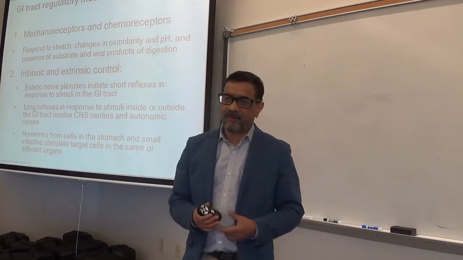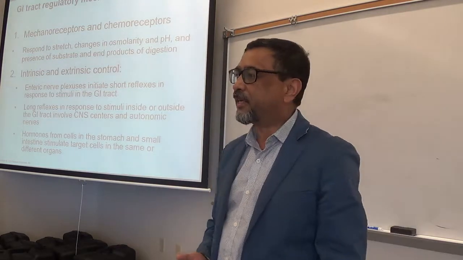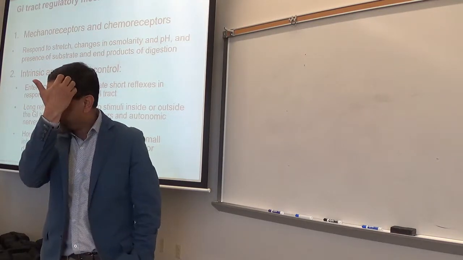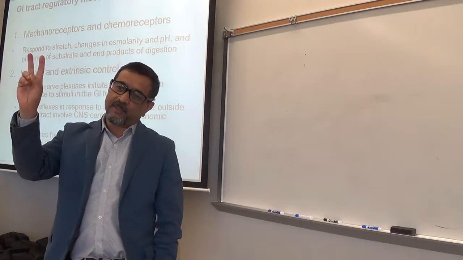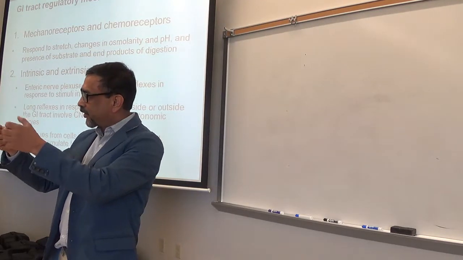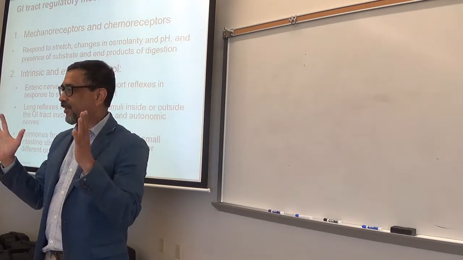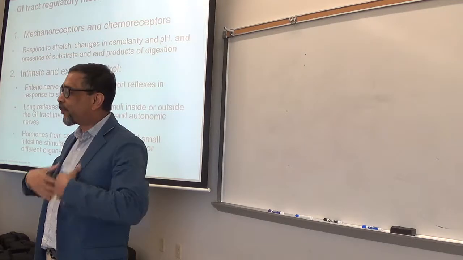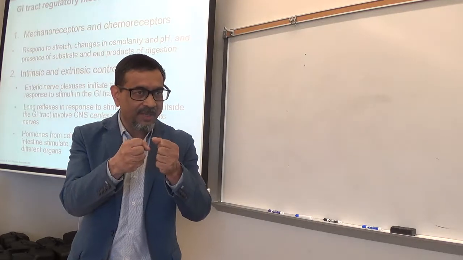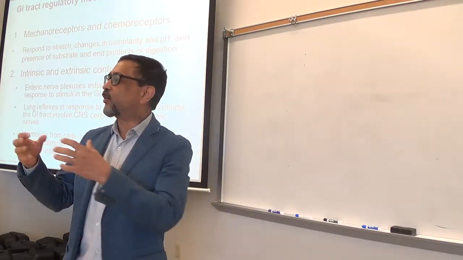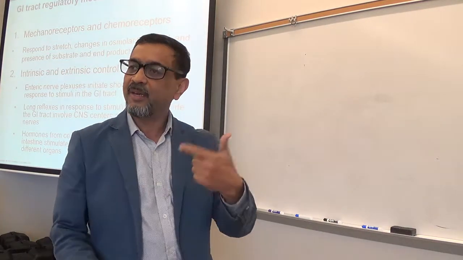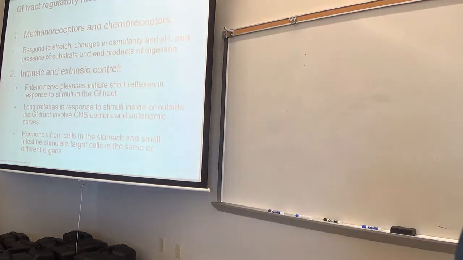Mechanism of regulation of GI tract. When we say regulation of GI tract or gastrointestinal tract, remember, that indicates two things: regulation of movement or contraction and regulation of secretion. You know, those are two important things that happen in your GI tract, right? Movement or contraction occurs in the GI tract, as well as secretion occurs inside the GI tract. So those two things are controlled by the nervous system.